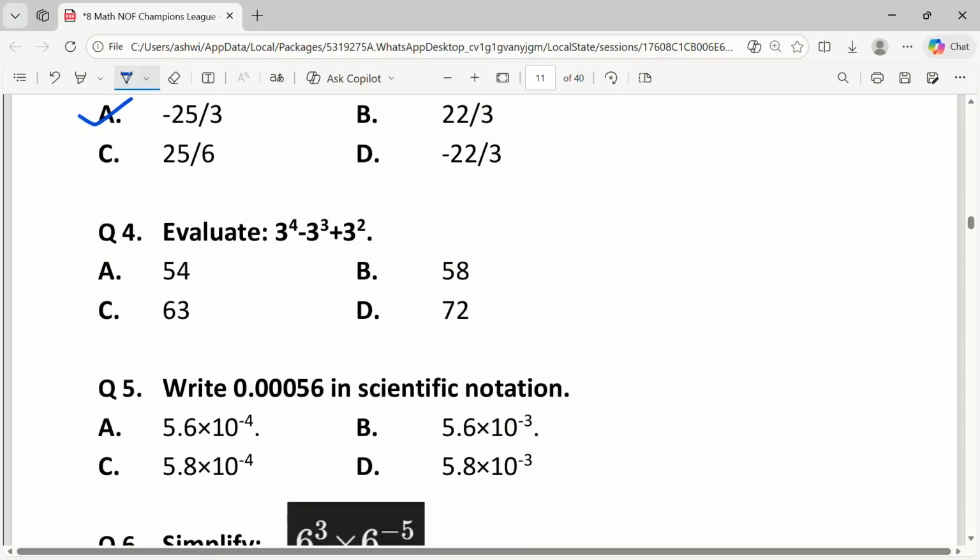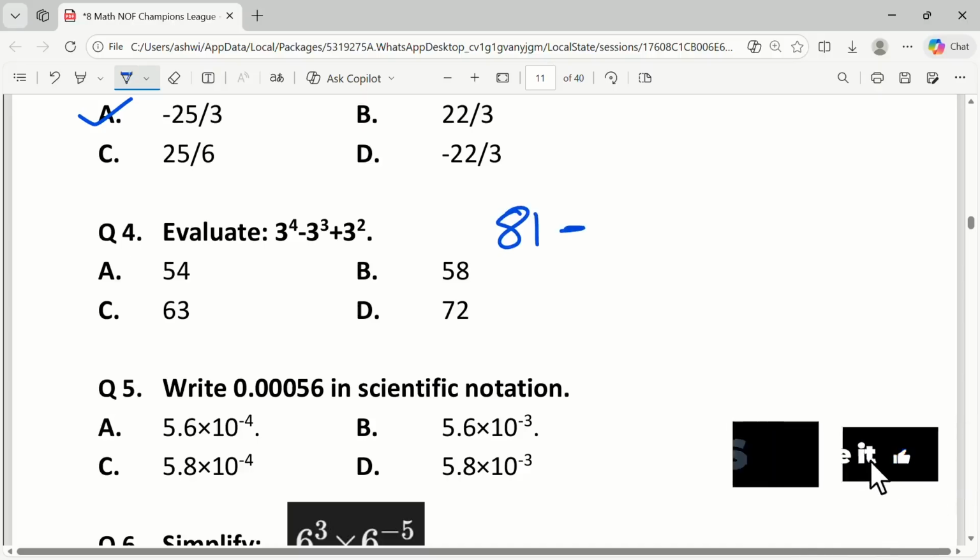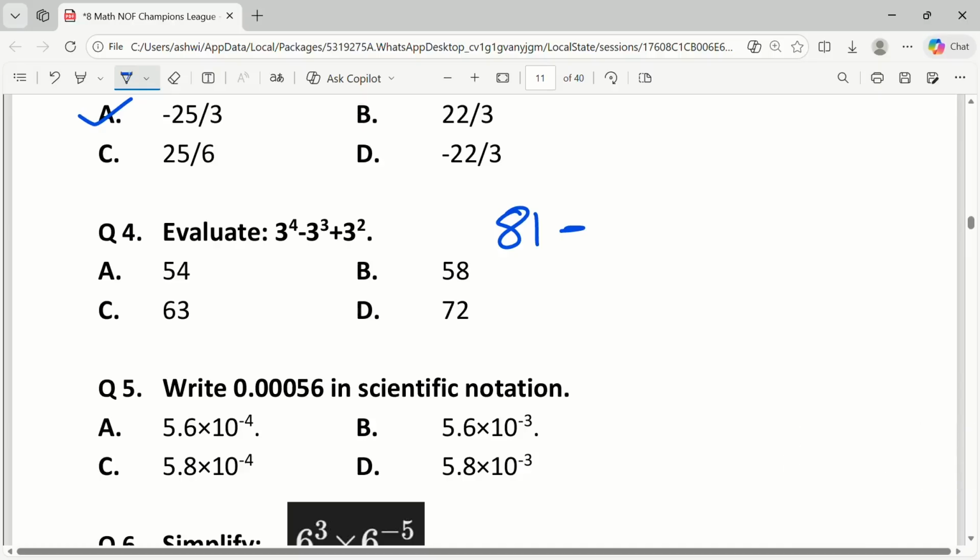Question number 4. Evaluate 3 to the power 4 minus 3 to the power 3 plus 3 to the power 2. Calculating the values of each term, 3 to the power 4 is equal to 3 into 3 into 3 into 3, that is 81, minus 3 to the power 3, that is 3 into 3 into 3, that is 27, plus 3 to the power 2, that is 3 into 3, that is 9. Solving this, we get the answer as 63. That is option C.